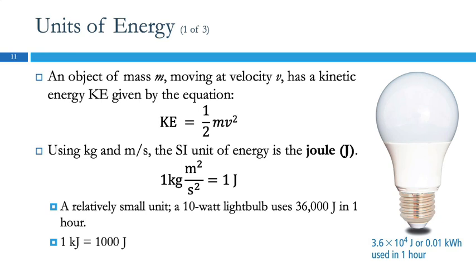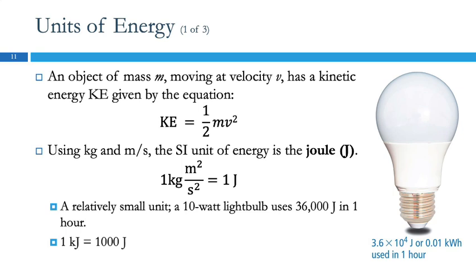And to avoid just writing kilograms meters squared per second squared all over the place, they gave it a name, and it's called the joule. The symbol is capital J. So 1 joule is a kilogram meter squared per second squared. You do not need to remember that. It's actually a relatively small unit. If we think about a 10-watt light bulb, which is not a very bright light bulb, that's going to use 36,000 joules of energy in 1 hour. So it's a small unit.